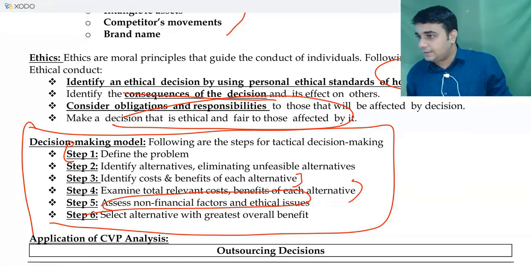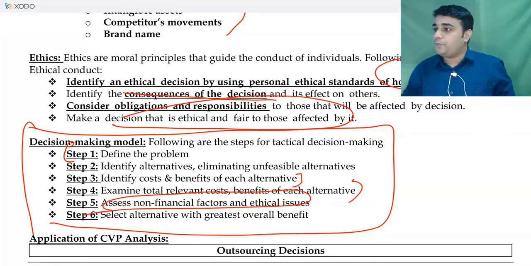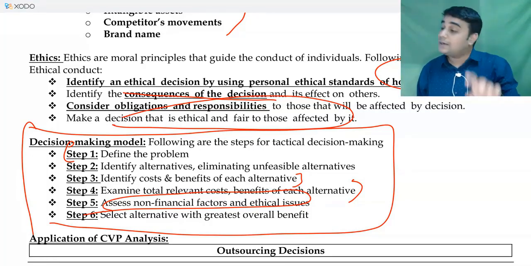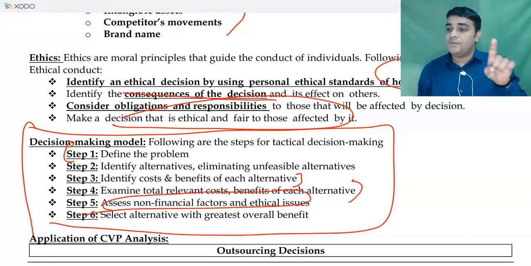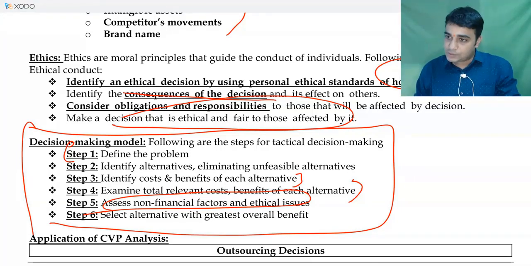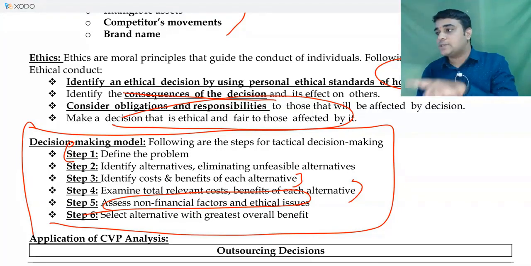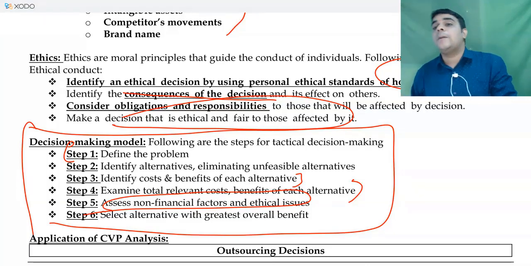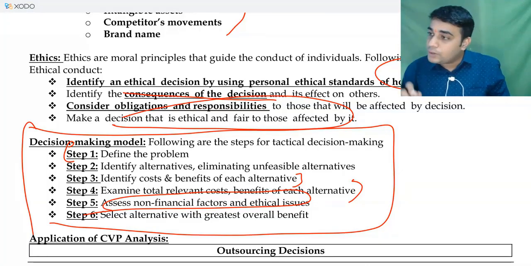Okay, till step 4, examine total relevant cost benefit. You are basically calculating the financial analysis. From the financial point of view, you will come to a conclusion. But now comes the critical part. Assess non-financial factors, which are your quality, customer satisfaction, employee satisfaction, environmental factors, brand strength, intellectual property, competitors' movements. All this you will have to think about, and also think about the ethical issue.